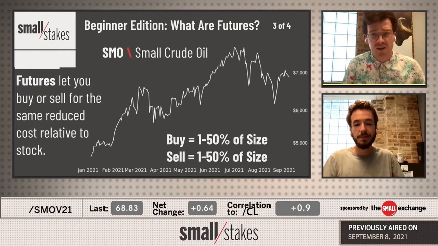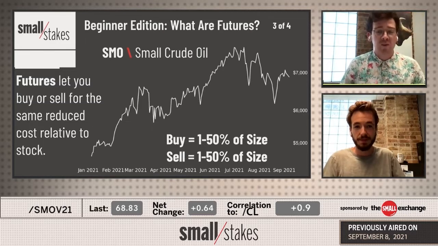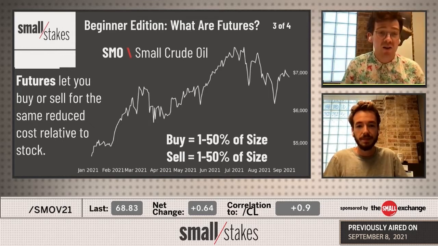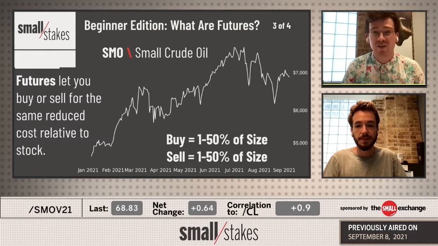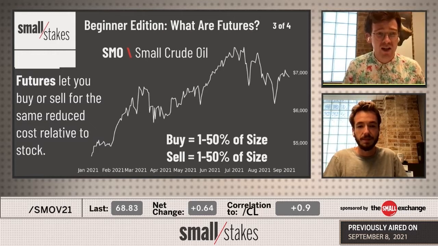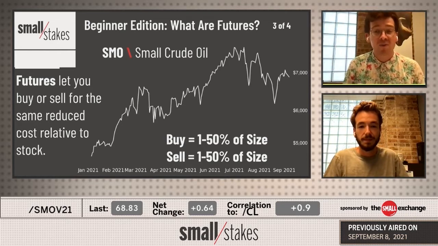If I buy it, I want it to go up. If I sell it, I want it to go down. Why bother? Why not just go to crude oil? Why not just go to the S&P 500 ETF? And the answer becomes, well, futures let you buy or sell with the same reduced cost relative to stock. If you're buying crude oil futures, you're going to put up somewhere between 1% and 50%, right now sitting around 10% of what that commodity is actually worth to trade it. If you're going to trade ETFs on crude oil, you're going to put up 50 to 100%.